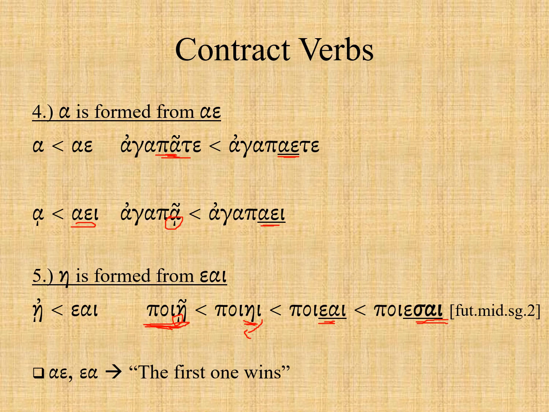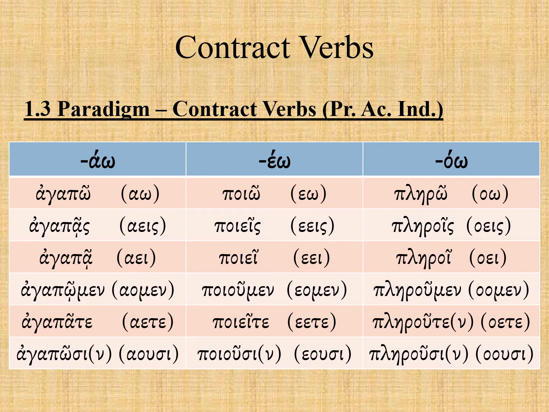Now this may seem a little bit complicated, and certainly you don't need to know all these equations, but it does help if you remember some of the basic contraction patterns. Perhaps more than anything, it's good to recognize certain ending patterns in certain contract verbs. For example, agapao, which is the verb to love, very common. Poieo, which is the verb to do, and plerao, which is the verb to fill or to fulfill.